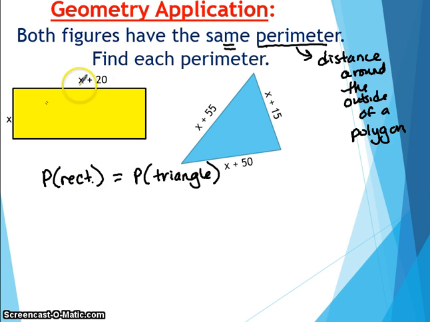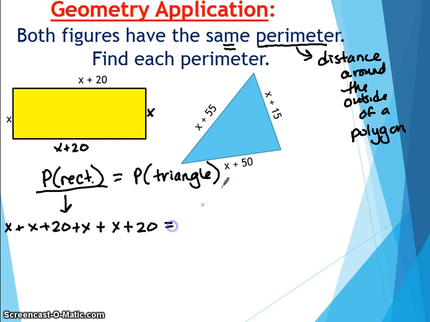Now remember, be careful with the rectangle because even though they're only showing us 2 sides, we have to add all 4 together to get the perimeter. So this side is x and this side is x plus 20. So to describe the perimeter of the rectangle, we would have to write x for this side plus x plus 20 for the long side plus another x for the short side plus another x plus 20 for the bottom. And that'll be equal to the perimeter of the triangle, which is x plus 55 plus x plus 15 plus x plus 50.